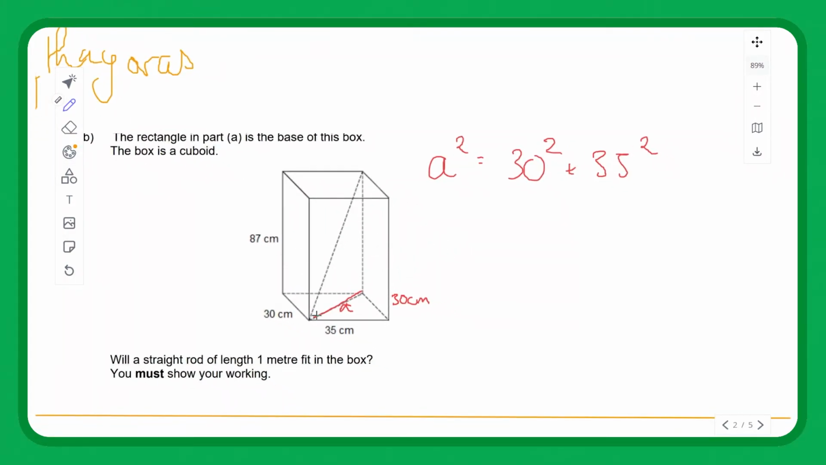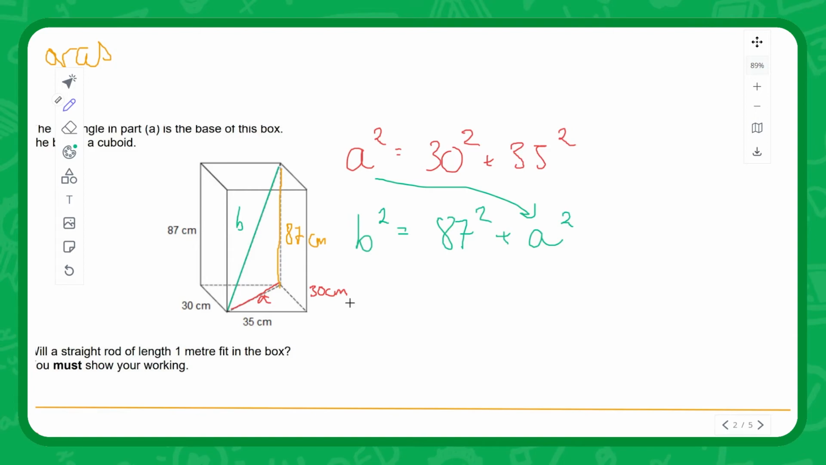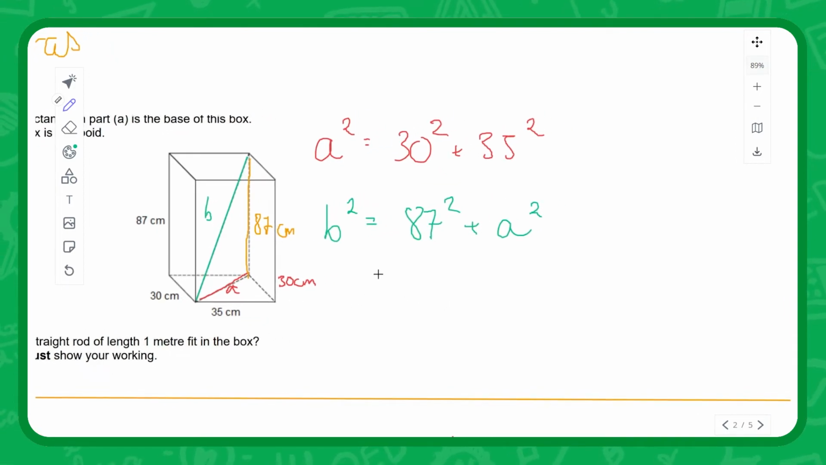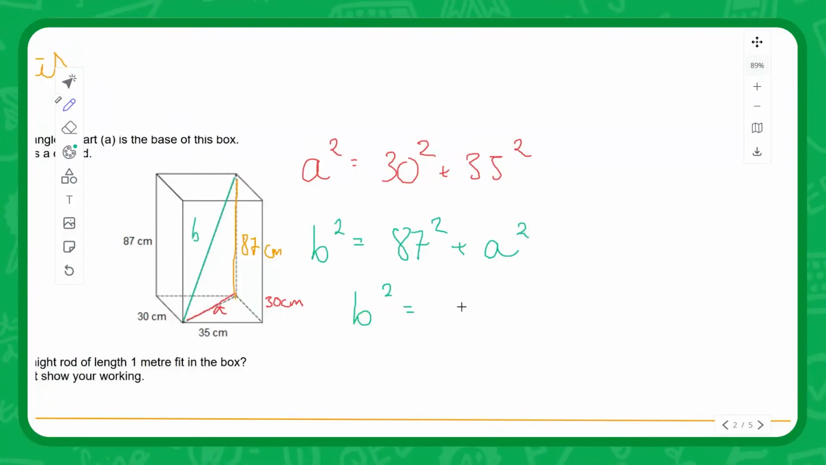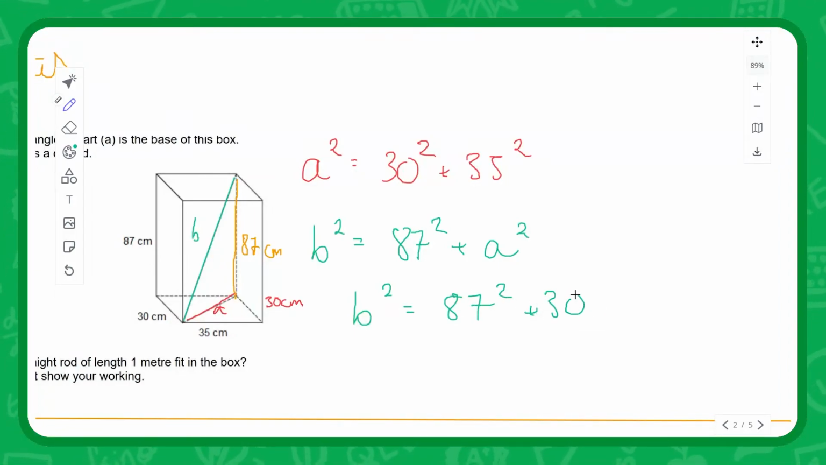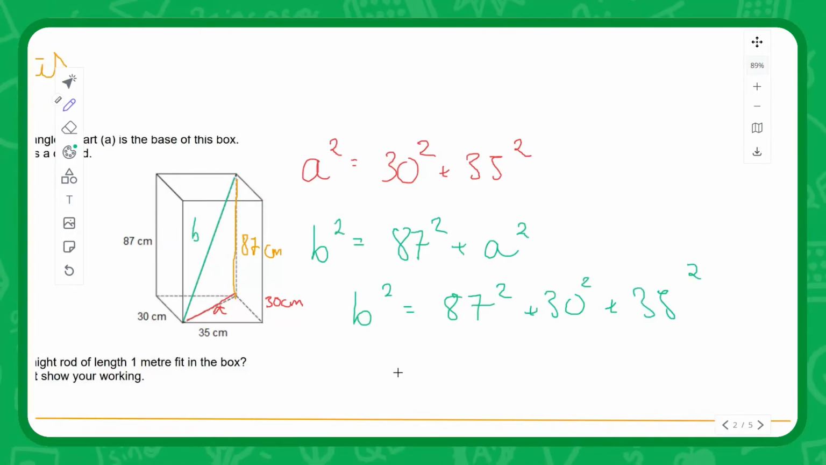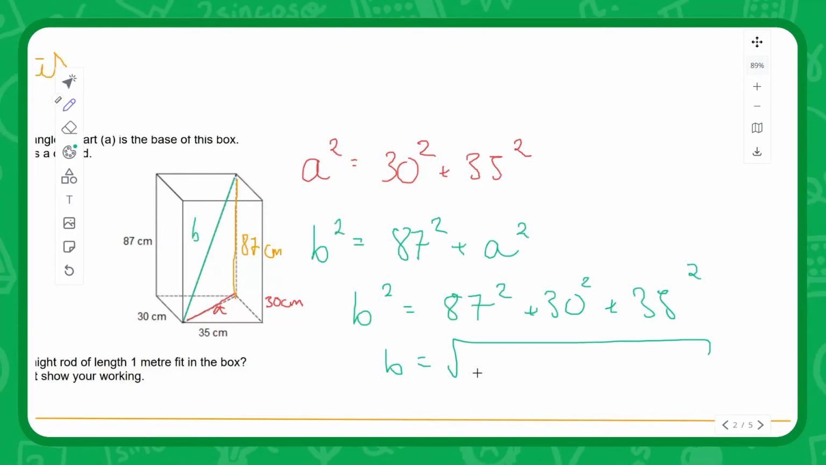So the next bit we'll need to figure out this length here is we can notice that this here is 87 centimeters, same as the other one. And then we're interested in finding out this longest edge here, this one going up here. We'll call that B in this case. So B squared is going to be equal to 87 squared plus A squared. Oh, so that's why I kept it as A squared. It turns out that Pythagoras just works in 3D without any additional adjustments. So B squared is going to equal 87 squared plus 30 squared plus 35 squared. So B is going to equal the square root of this entire thing here.